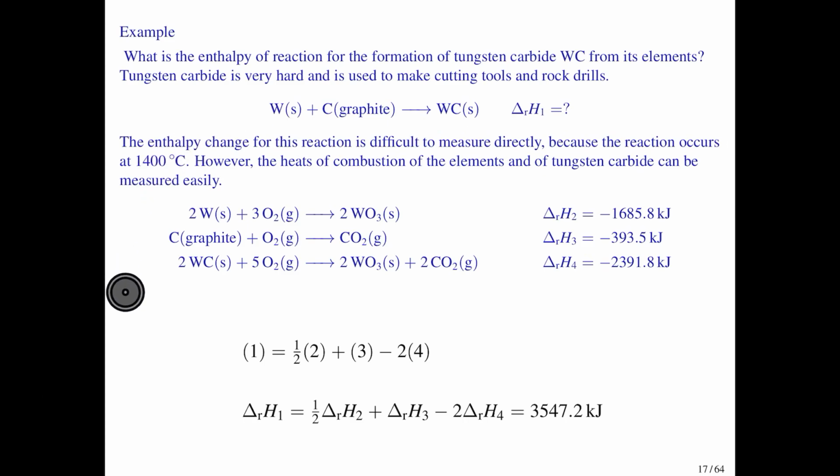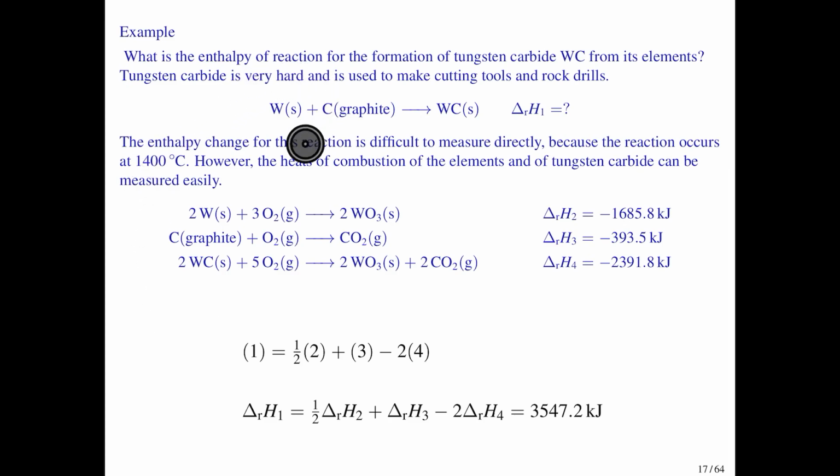but we can do these other experiments here where we can combust tungsten. We can combust graphite, we can combust tungsten carbide, and we can measure these delta H values. The trick is how to calculate this delta H that is unknown from these known delta H values. We're going to label these reaction 1, 2, 3, and 4. So we want to build reaction 1 in terms of reactions 2, 3, and 4.